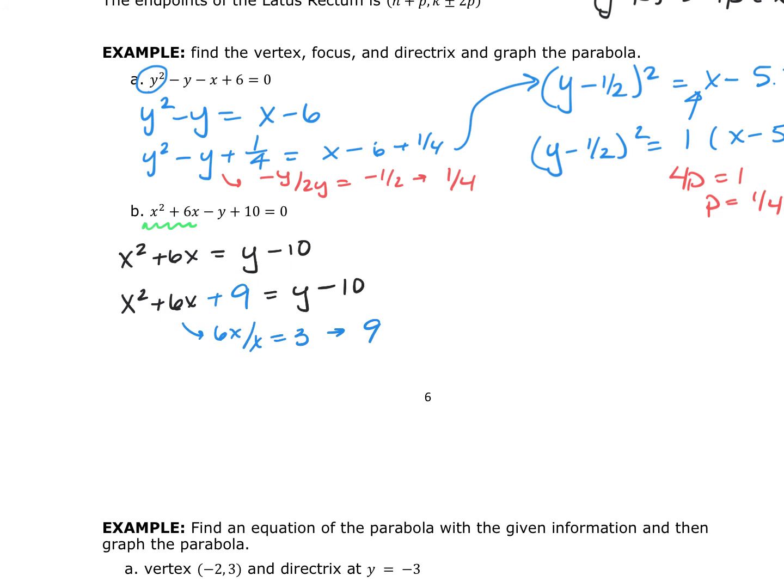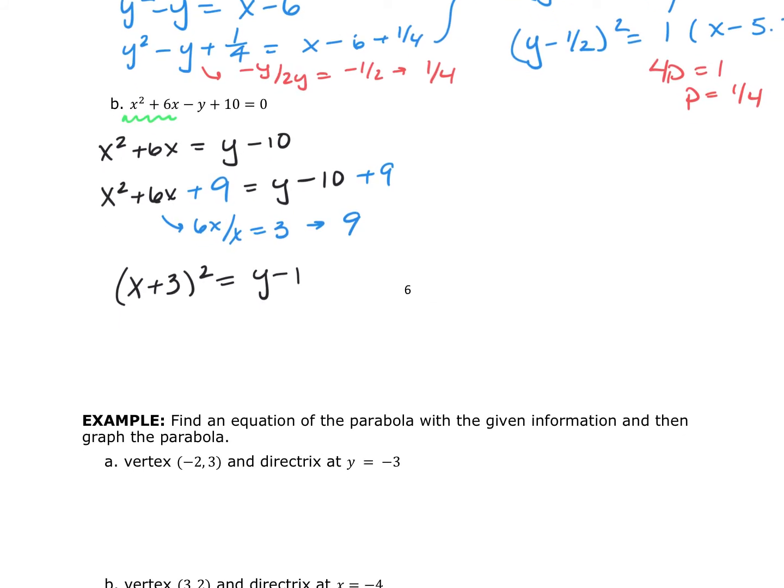Then y minus 10, I'm going to add 9 on this side as well. So I'm completing the square, nothing new here. So we have x plus 3, the quantity squared, is equal to y minus 1. So I know where my vertex is. My vertex is negative 3, comma 1.